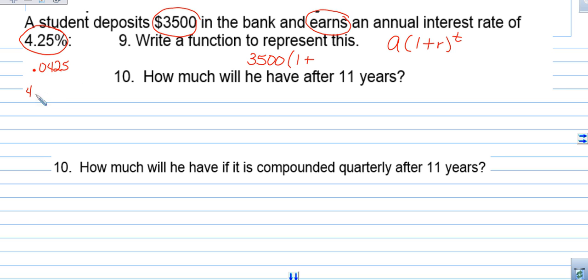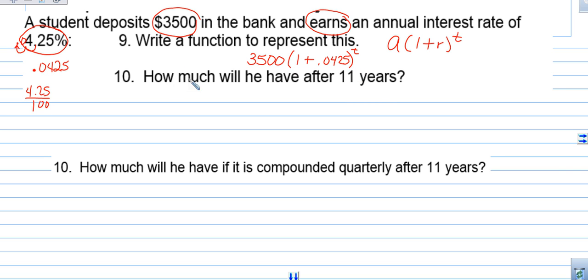All you got to do is take 4.25 divided by 100, or move your decimal places away from the percent sign 2 times. Okay, and so you put in 0.0425 and you raise it to the t. Some of you may use the letter x, that's the same, so don't worry about it.